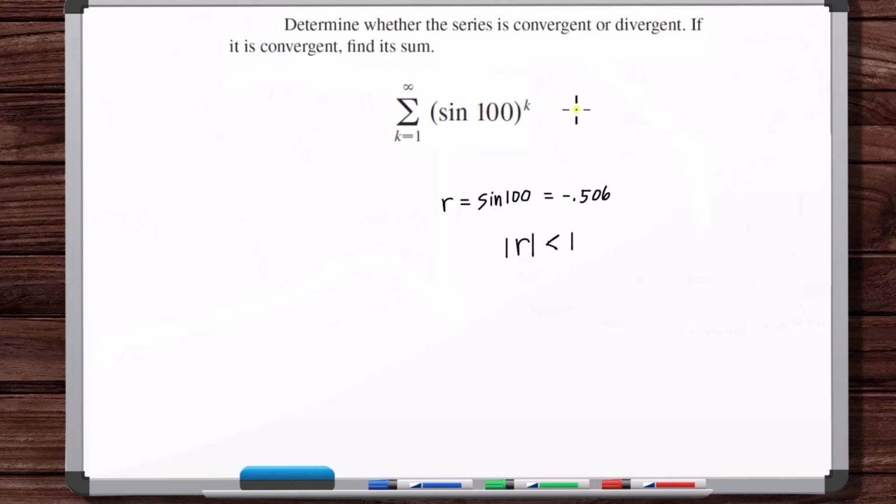So this is equal to, I mean, I'm not going to write it out. The infinite sum is equal to the first term over 1 minus r. The first term we can see when k is equal to 1 is sine of 100, over 1 minus sine of 100. And that's it.